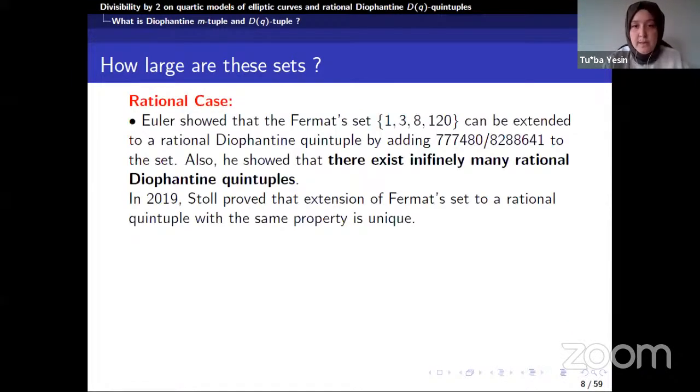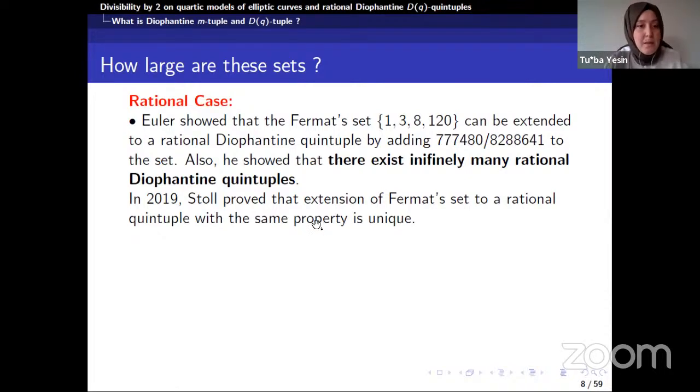Euler showed that the Fermat set, this 1, 3, 8, 120, can be extended to a rational Diophantine quintuple by adding these numbers. And he also showed that there exist infinitely many rational Diophantine quintuples. And in 2019, Stoll proved that the extension of the Fermat set to a rational quintuple with the same property is unique. So that means we cannot find another rational Diophantine quintuple that contains these 4 numbers, other than this one. So up to now we know that there are infinitely many rational Diophantine quintuples.